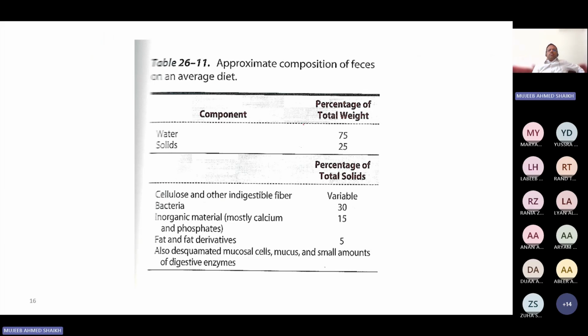So this is the distribution: out of the whole feces, 75% is water and 25% is solid. Out of this 25%, the amount is variable. No need to remember the exact value. This is just to show you that even in feces, 75% is water. Only 25% is undigested food, which consists of bacteria, undigested cellulose, and some inorganic material like calcium and phosphate, or some fat derivatives and bile salts.